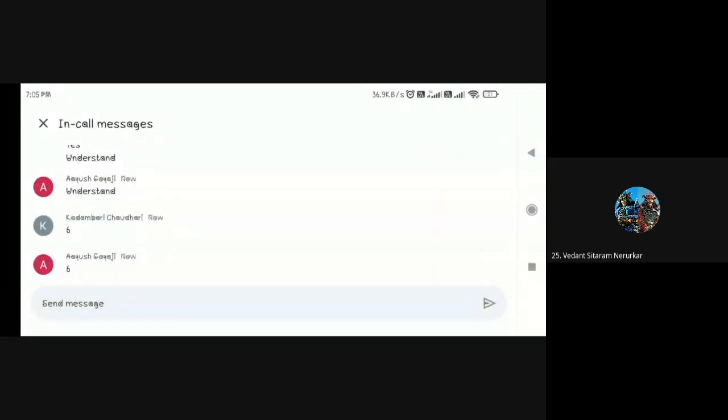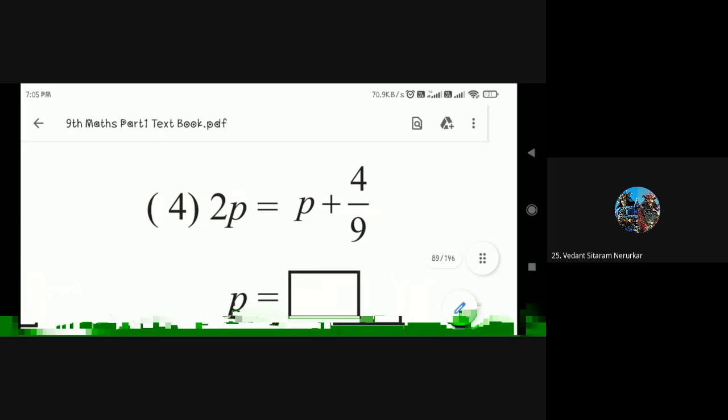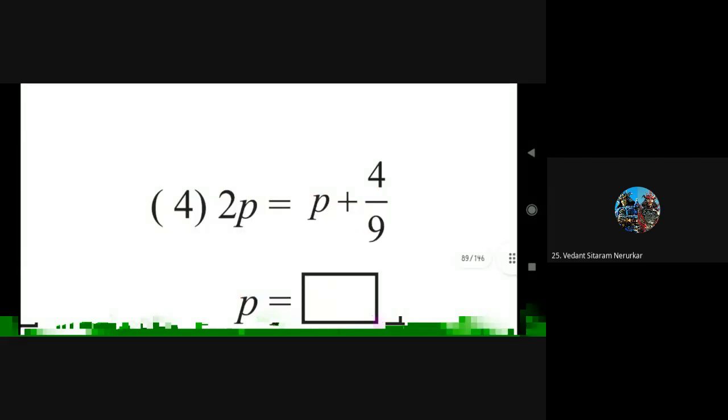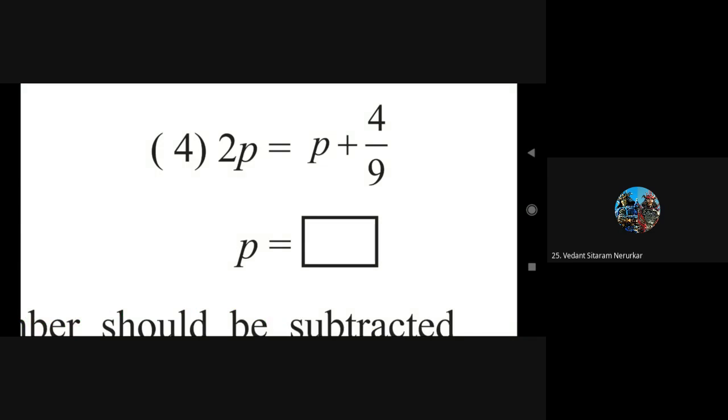Next we have 2p is equal to p plus 4 by 9. So what is the value of p? We have to find out the value of p here. How can we find it? It should be very easy, not that complicated. Just take a moment, write down this example in your notebook and try to find the answer. If you get the answer, put it in the chat box. Otherwise, if you feel you cannot get the answer, you can simply write no in the chat box.